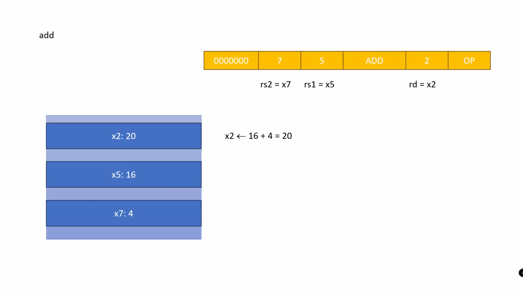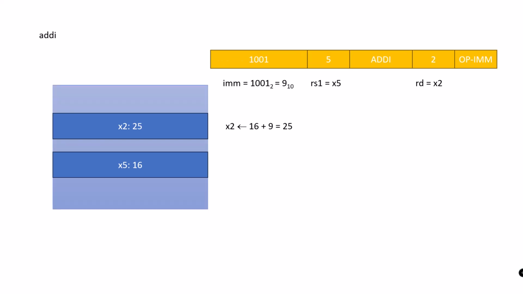The add instruction operates on registers. We have 2 source registers, in this case x5 and x7. We add the contents of the 2 source registers and put the result, which is 20, into the destination register x2. An add immediate adds the contents of a source register, in this case x5, with an immediate value. In this case, we add 16 and 9 and put the result into destination register x2.